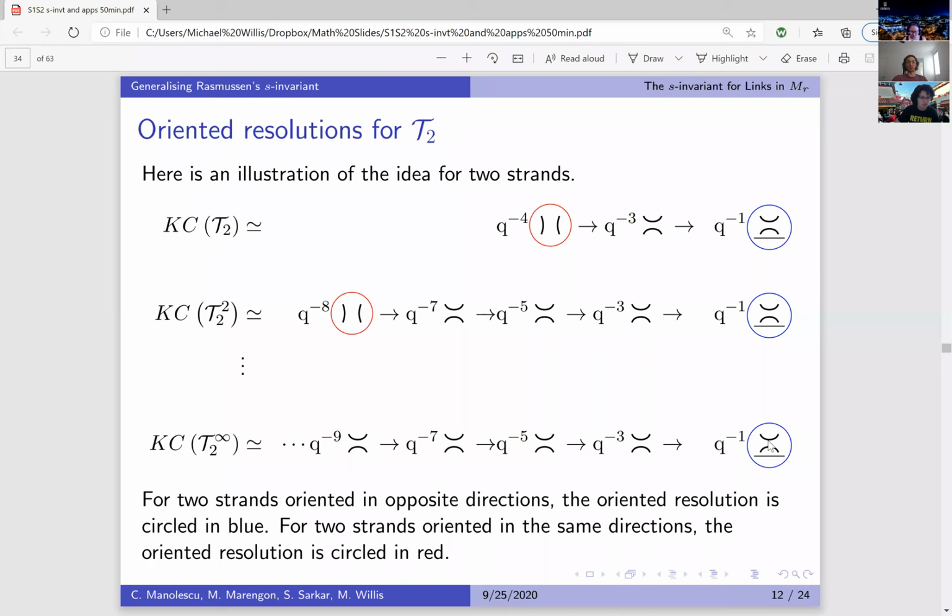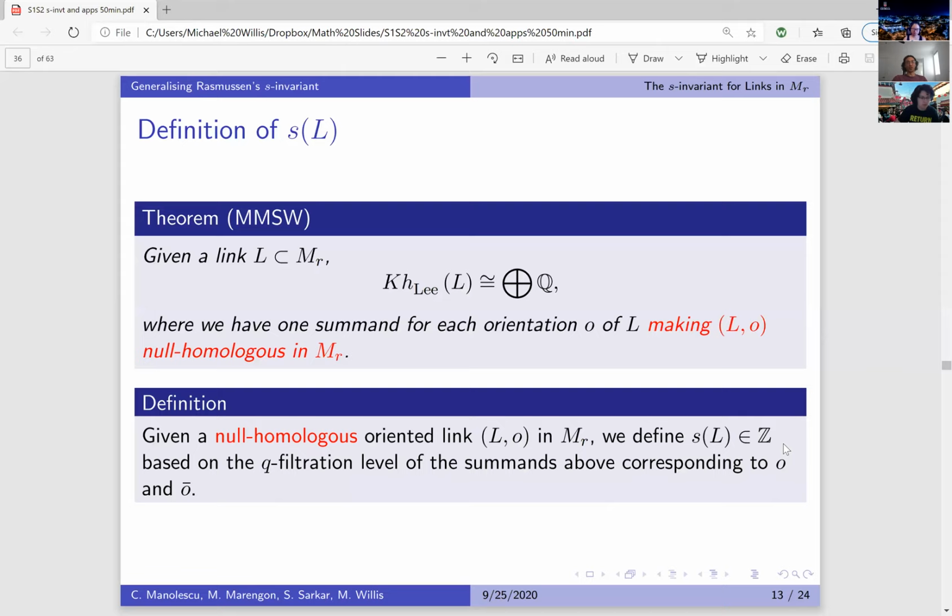Okay, and so with all of that in mind, we can try to make the same definition. If you're handed a null homologous oriented link in some S1 cross S2s, you can define an s-invariant based on the Q filtration level of the two summands here that correspond to your orientation for your link and the opposite orientation. Once you believe that this whole statement and the oriented resolution idea passes through, you're led to the exact same definition.